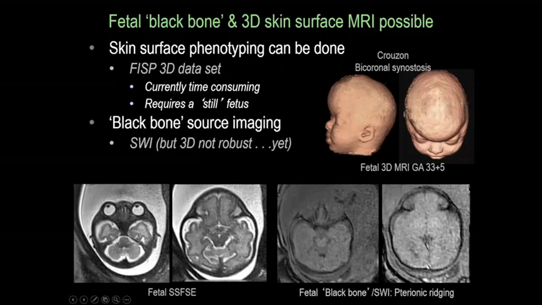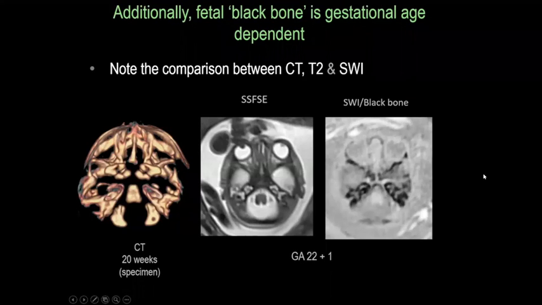If you take a look at this one, here's a fetal 3D single shot fast spin echo showing pterional ridging here. Here it is as well, and here you can see that there is definition of the actual bone, although it's really hard to see the actual sutures. Now here you can see that fetal black bone is gestational age dependent, and note the comparison between CT, single shot fast spin echo T2, and susceptibility weighted imaging in this 22-week fetus.